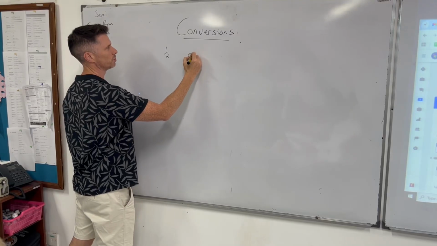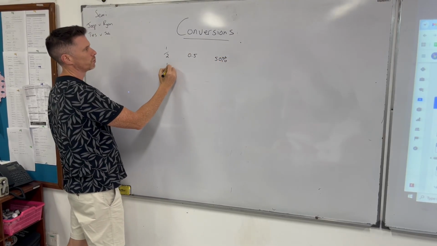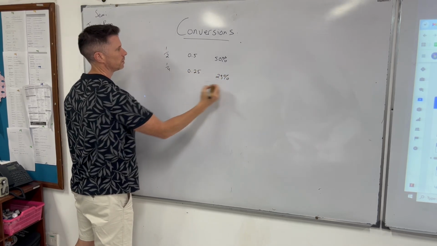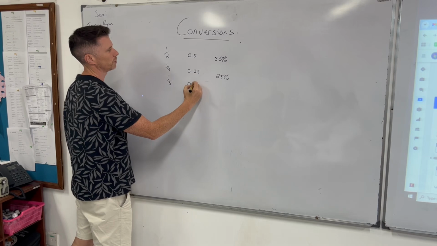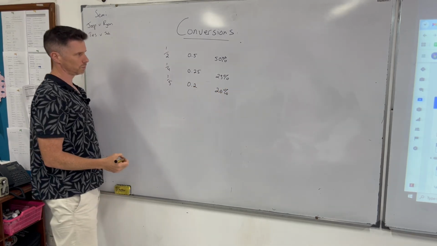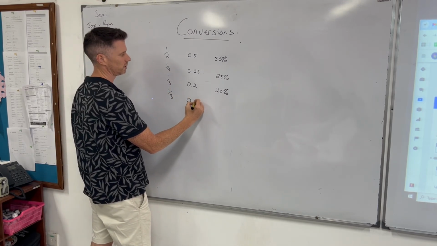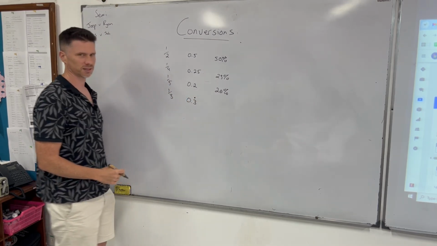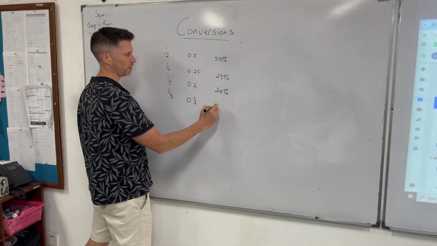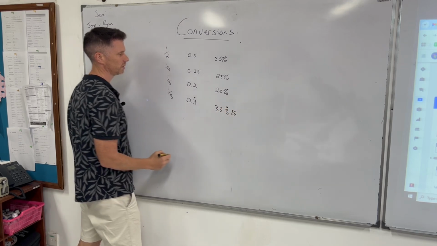As a decimal 0.5, and as a percentage is 50%. 1/4 then is 0.25, and that is 25%. 1/5 is 0.2, and that's 20%. 1/3 is also quite useful, but it's not quite as easy. 0.3 recurring here with the dot, or 33.3 recurring also with the dot.